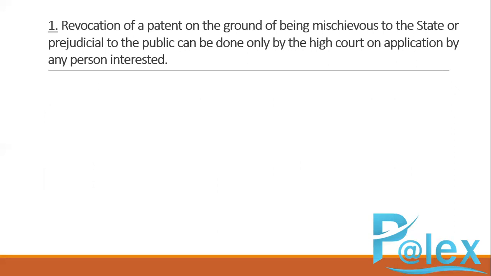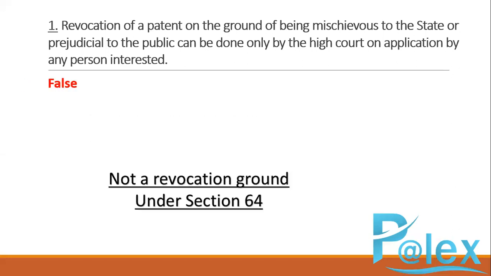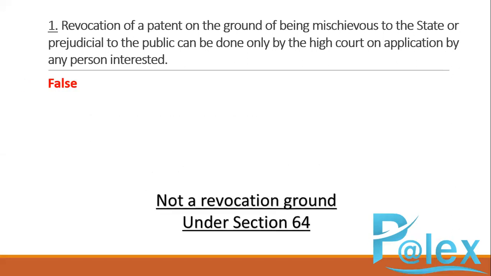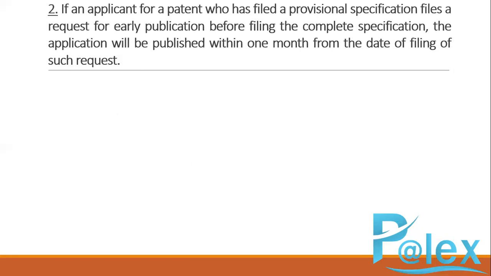Now, the first question is revocation of a patent on the ground of being mischievous to the state or prejudicial to the public can be done only by the High Court or application by any person interested. This is a false statement. This is not a revocation ground under section 64, mischievous to the state basically. Okay, this is not a ground.